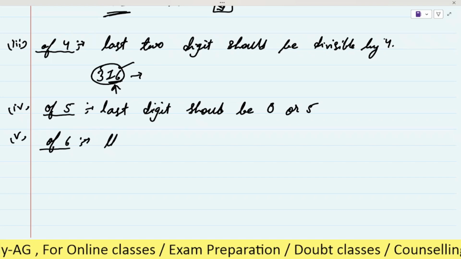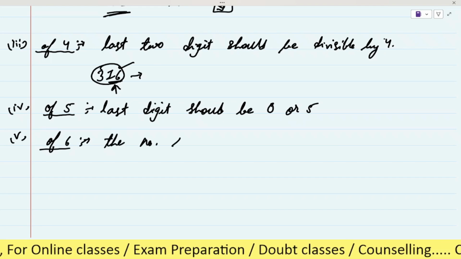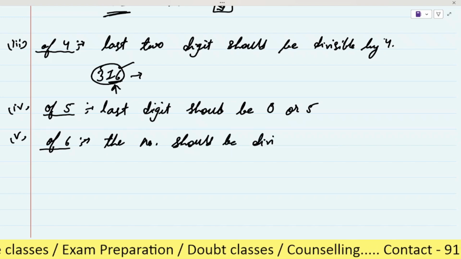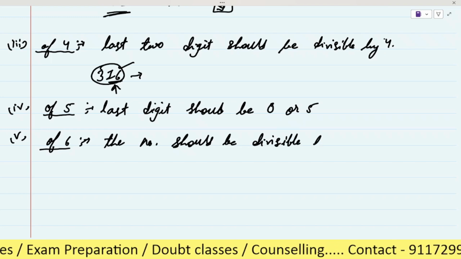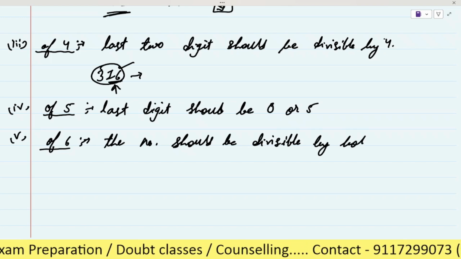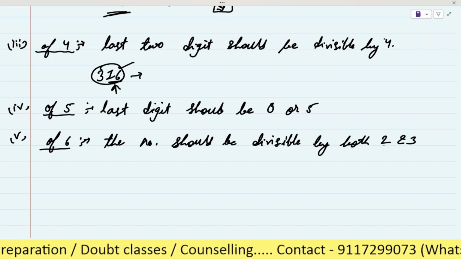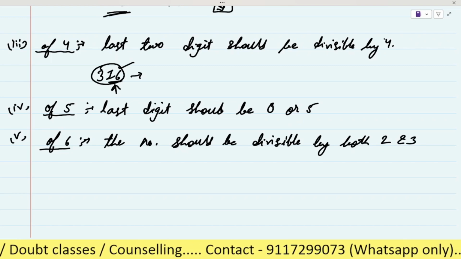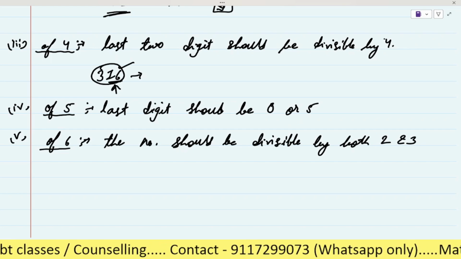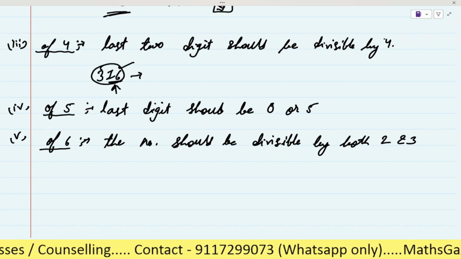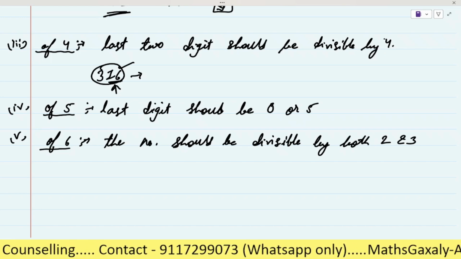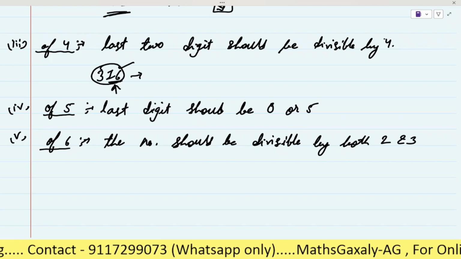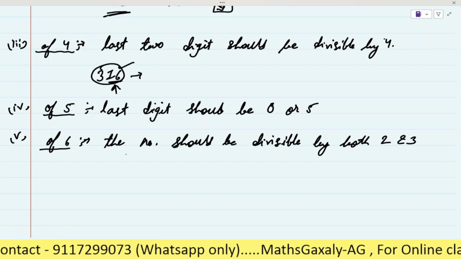It should be divisible by 2 and 3. Yes, the number should be divisible by both 2 and 3. It means here we have to apply the divisibility rules of 2 and 3 both. Or we can say that the number should follow the divisibility rule of both 2 and 3, then it will be a multiple of 6, or will be divisible by 6.